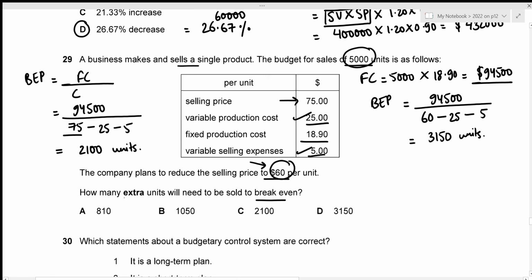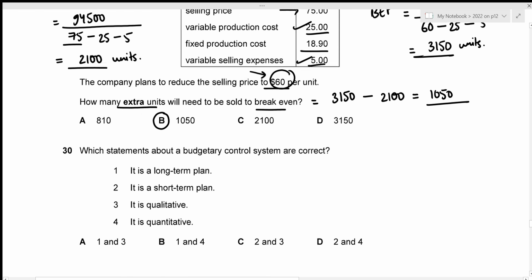And we are just asked about the extra units. So let's figure out the extra units. That will be the total new break-even point, 3150, minus previous break-even point of 2100. So this gives the extra unit of 1050. This is the answer we're looking for, which is given in option B. This concludes question number 29. Now we can move towards question number 30.